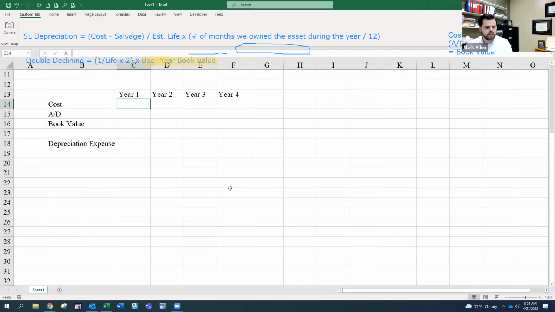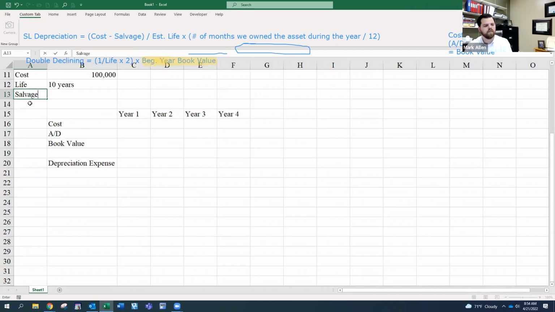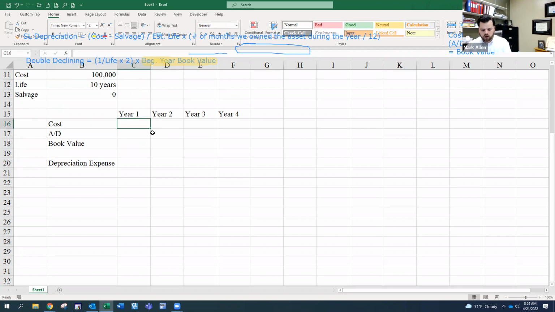What I want you to realize is, let's assume we had a situation where we have a cost of $100,000. We have a life of 10 years and we have no salvage. So no salvage. Get us a little bit extra room here. Salvage is 0. Now, our cost, of course, this is just going to be our cost. And that's going to be the case in all 4 years because it has to be. Remember, we have this whole thing called the historical cost principle that says we don't get to change the cost. The cost is the cost.